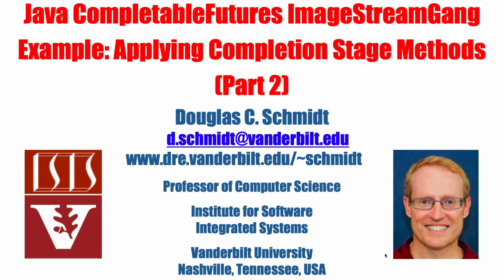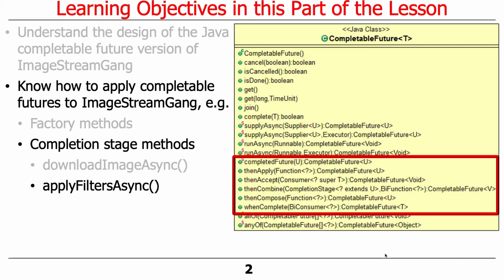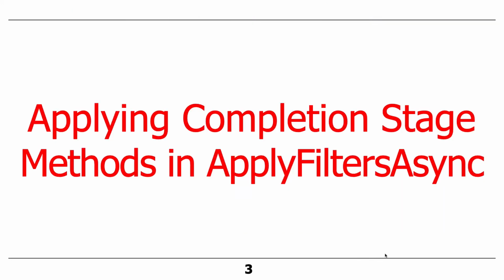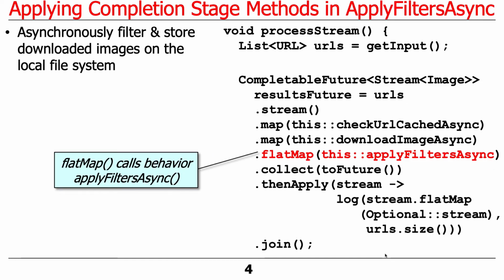So now that we've talked about the use of thenApplyAsync in the context of the downloadImageAsync method, let's go ahead and talk about other uses of completion stage methods in the context of the applyFiltersAsync method. So here's where it occurs. You can see that we would have a stream of completable futures to optional images, and then flatMap gets called.